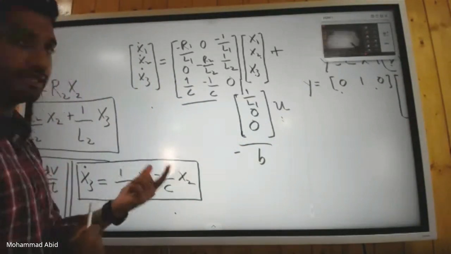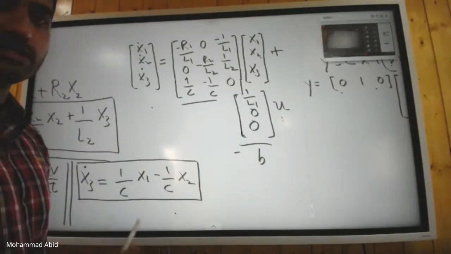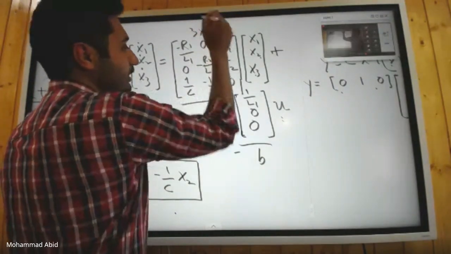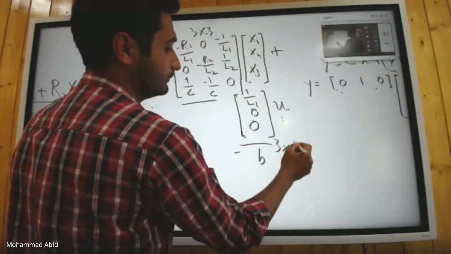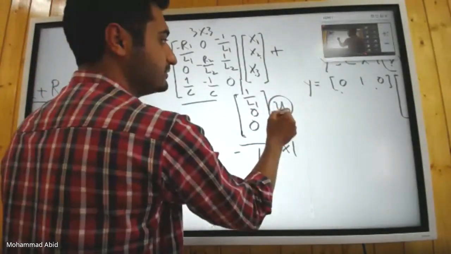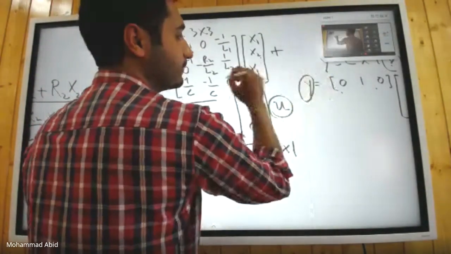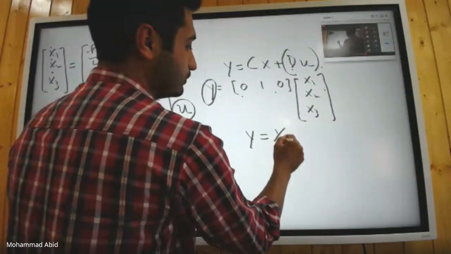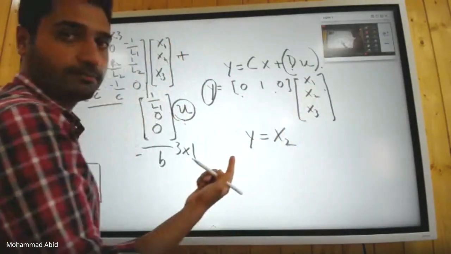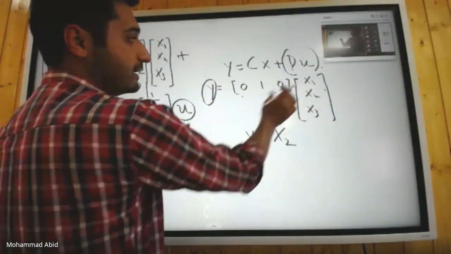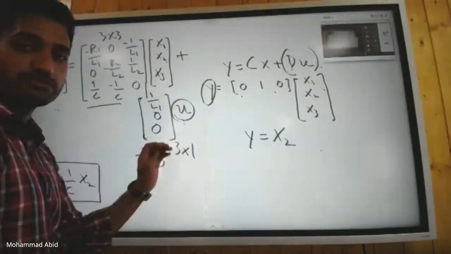And since there are 3 energy storage elements for the circuit, that's why the dimension of A was 3 cross 3, and this is 3 cross 1. And it's a single input, single output. That's why U is a single entry, and Y is also a single entry. And your output in this circuit is just x2. Your output is itself a state variable. But that's not always true. Output can be combinations, like I said, linear combinations of your state. So that was the first circuit example.